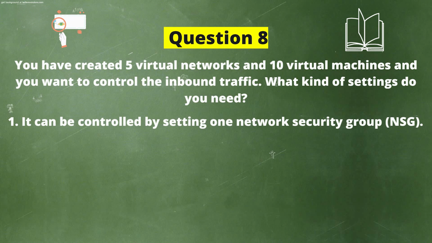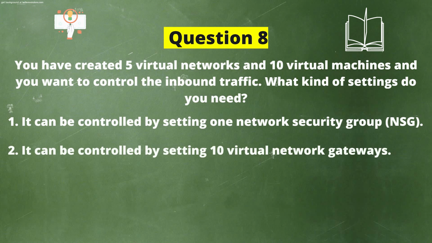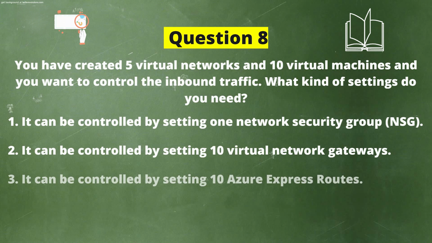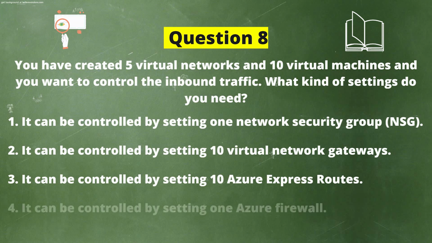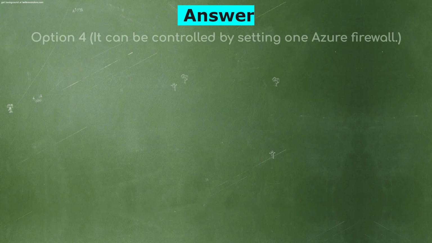1. It can be controlled by setting one network security group. 2. It can be controlled by setting 10 virtual network gateways. 3. It can be controlled by setting 10 Azure Express routes. 4. It can be controlled by setting one Azure firewall. And the correct answer is option 4. It can be controlled by setting one Azure firewall.